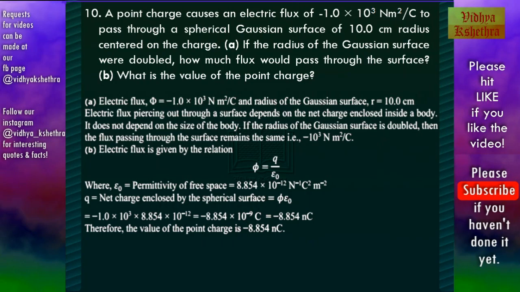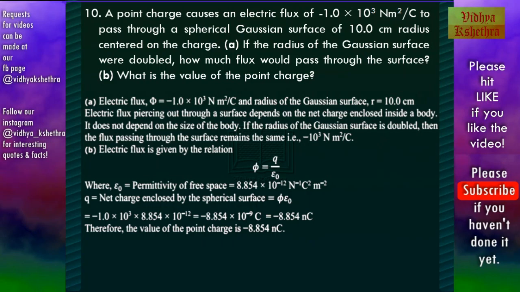Now electric flux piercing out through a surface depends on the net charge enclosed inside a body. It does not depend on the size of the body. If the radius of the Gaussian surface is doubled, then the flux passing through the surface remains the same. That is negative 10 raised to 3 Newton meter square per coulomb. Now for this second part, electric flux is given by the relation phi = q by epsilon 0 by Gauss's law.